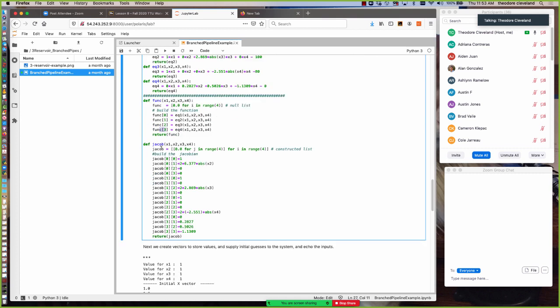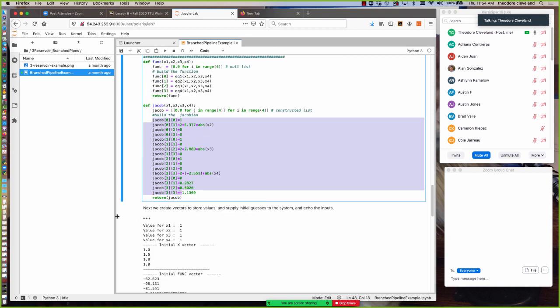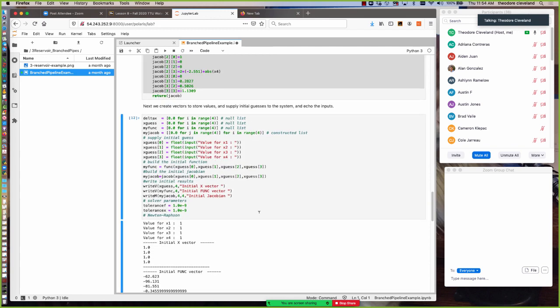And then we need the Jacobian, which is defined as the first derivative of the particular equation with respect to its first, second, third, or fourth variable. And so here's the Jacobian of that system done line by line. If we wanted to generalize this, we have to come up with a matrix way to generate that. But for this simple problem, the Jacobian is shown line by line. And now we'll go ahead and actually run the computation.